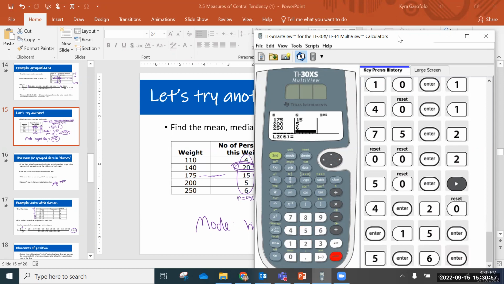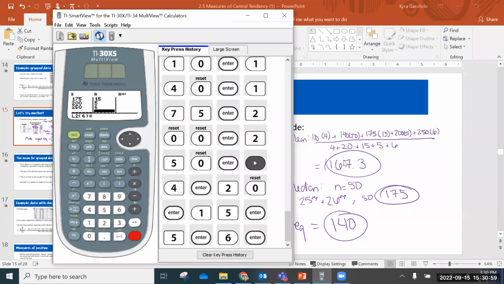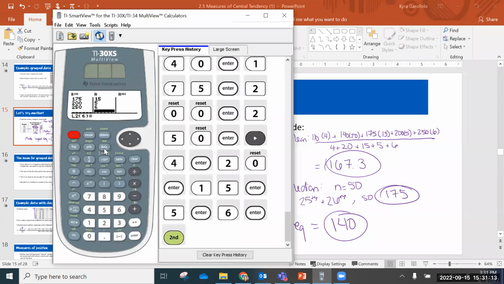If we want to find the mean here, we found it by hand as 167.3. Let's verify that in the calculator. And on your test, you're probably going to do it in your calculator, right? You're not going to do it by hand. You're welcome to, but most people prefer to not do it by hand. We're going to press second data to get the stats, and we want one variable stats again. Now there is a small change here.